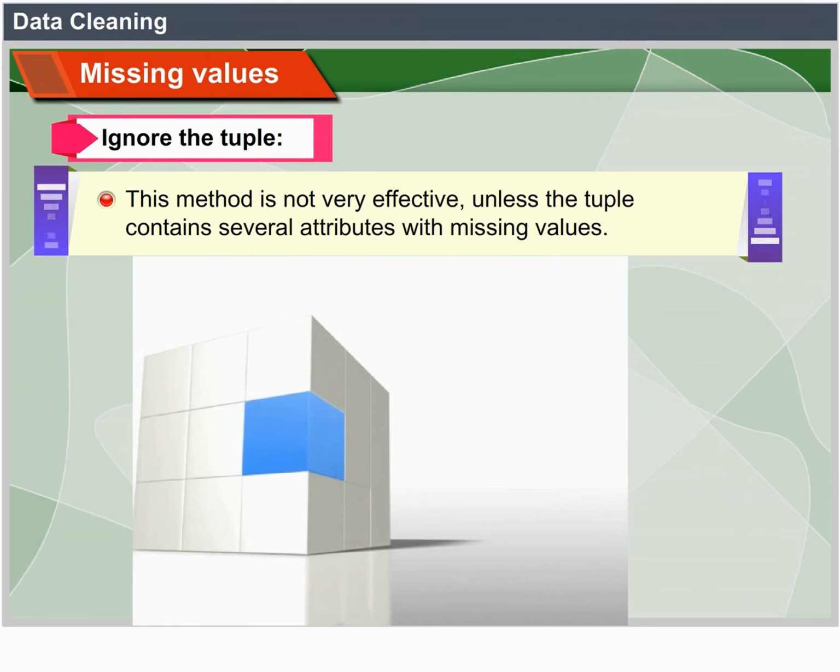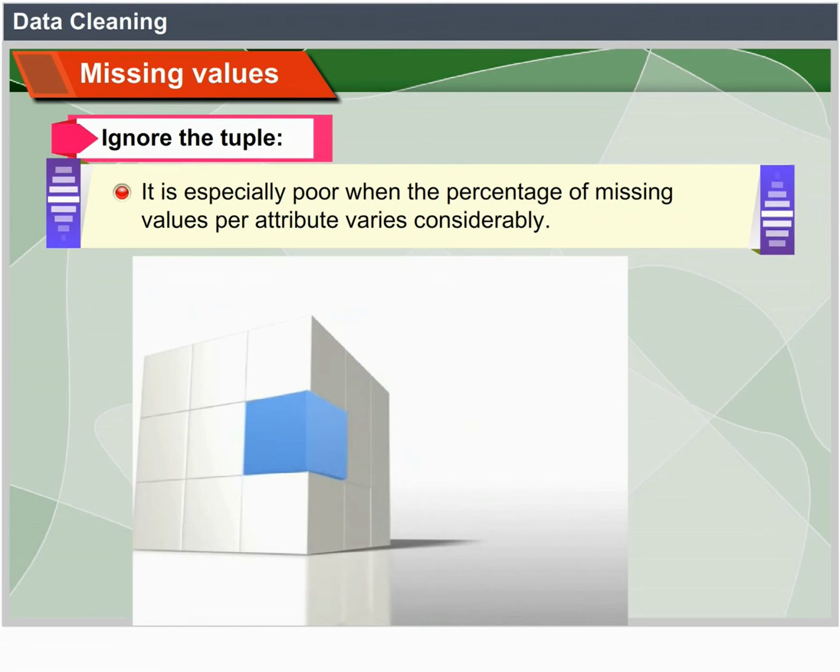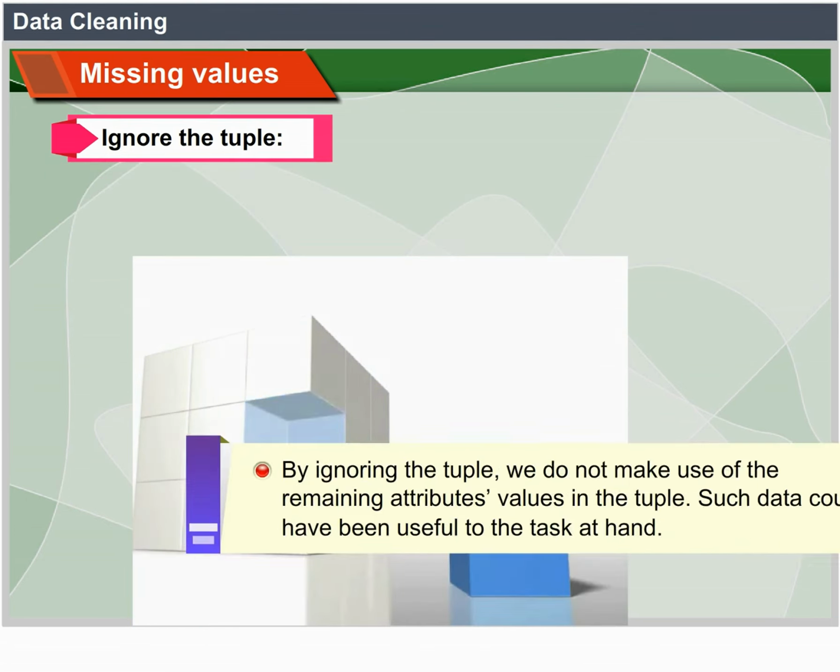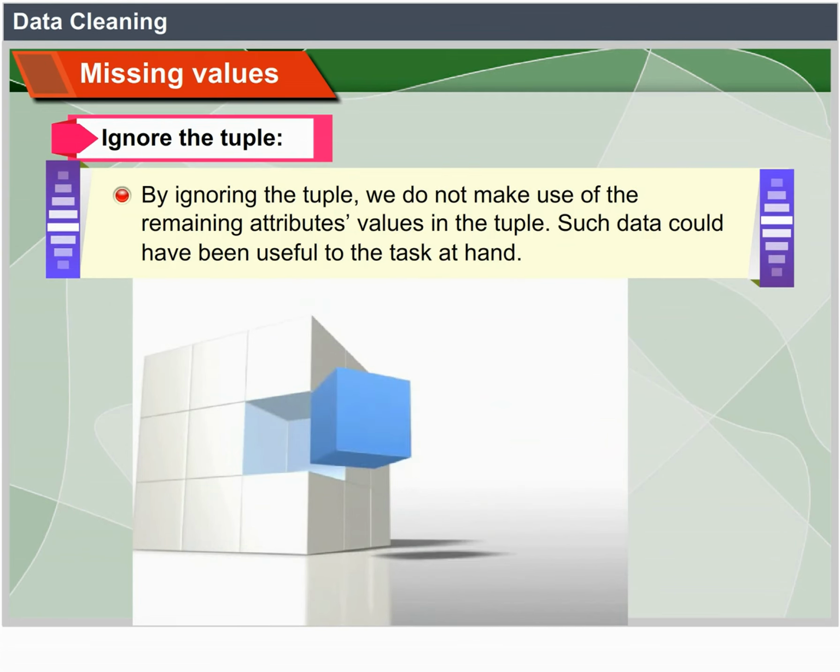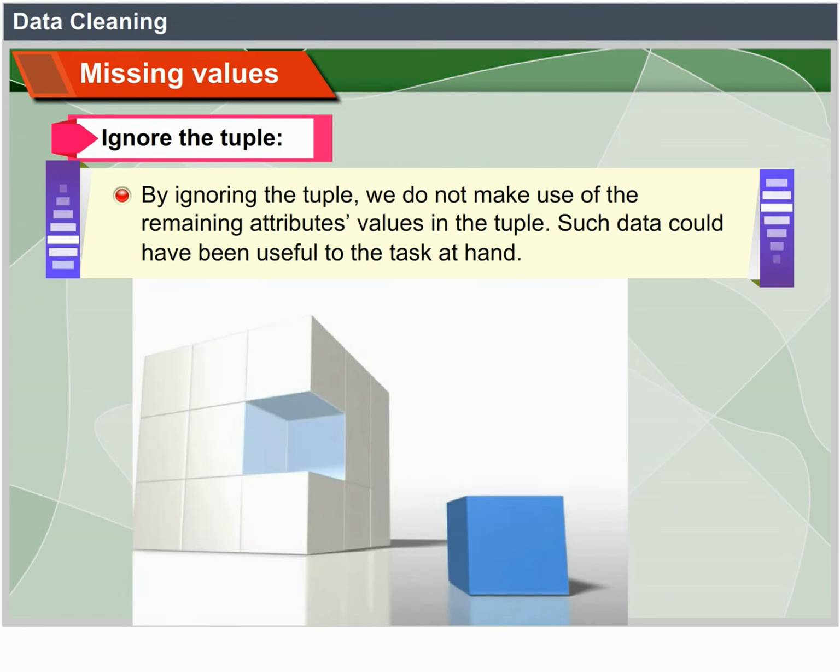This method is not very effective unless the tuple contains several attributes with missing values. It is especially poor when the percentage of missing values per attribute varies considerably. By ignoring the tuple, we do not make use of the remaining attributes' values in the tuple. Such data could have been useful to the task at hand.